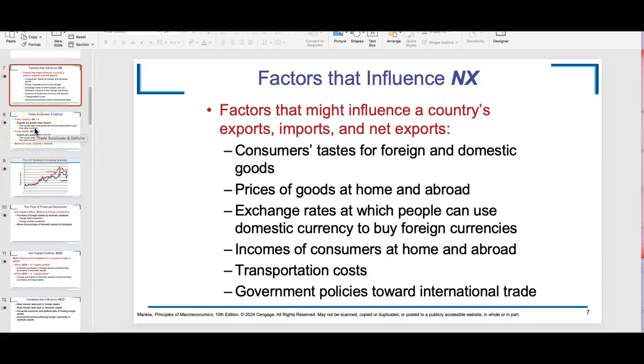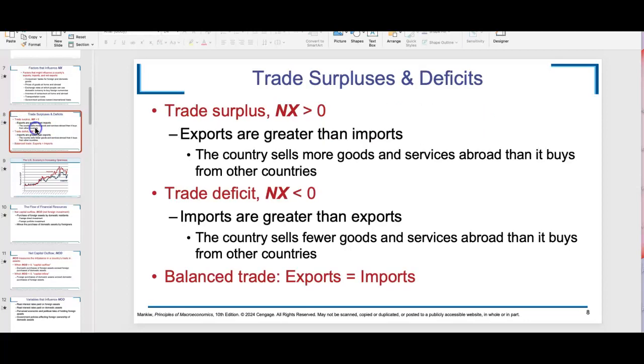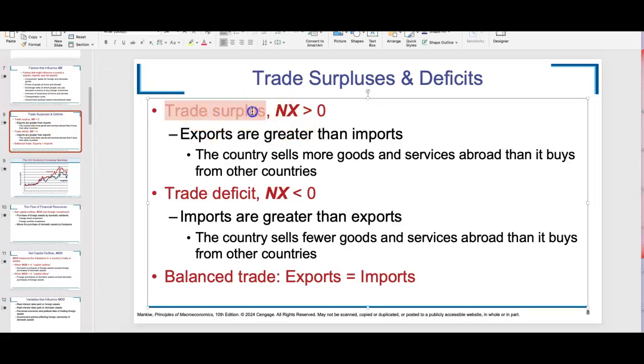Now, when we talk of our trade balance, obviously, if our exports exceed the imports, we're going to have a positive trade balance. That means we're going to have a trade surplus, right? We are selling more goods and services abroad than what we're buying from other countries. The trade deficit, which is what the US is experiencing right now, means that NX is negative. We are importing more goods than what we are exporting to other countries.